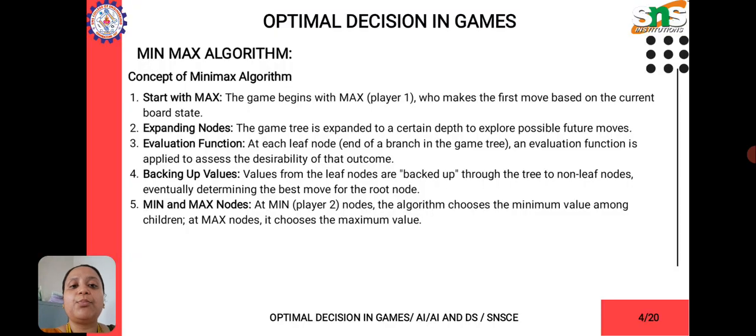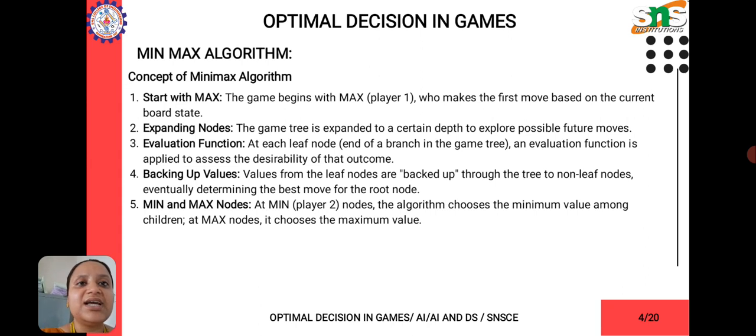One of the most important topics of optimal decision in games is the min-max algorithm. Min-max is defined with the minimum and maximum value, as I explained in the previous video. There are different concepts involved in this min-max algorithm. You have to start with the maximum; the starting value will always be a maximum value. What is called expanding nodes? You expand the different nodes involved to a certain depth. Then the evaluation function: at each leaf node you do different kinds of evaluation. In every process you have a root node and leaf nodes, so the evaluation done at the leaf node is called the evaluation function.